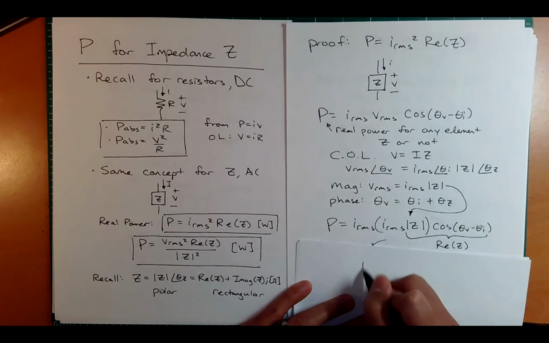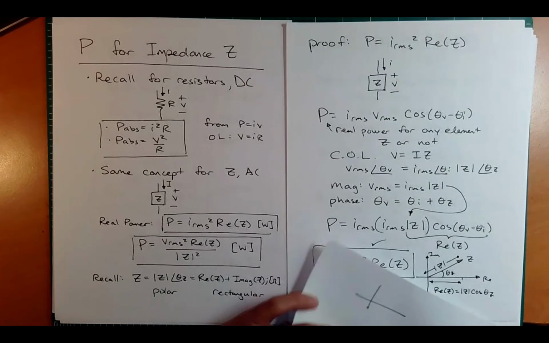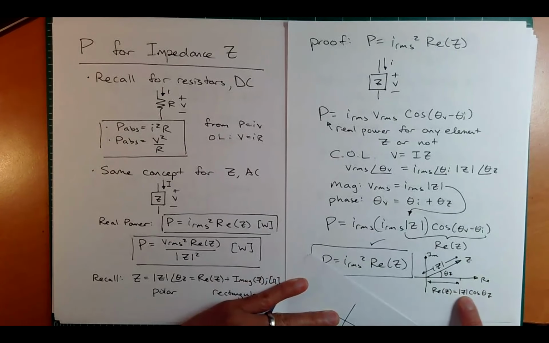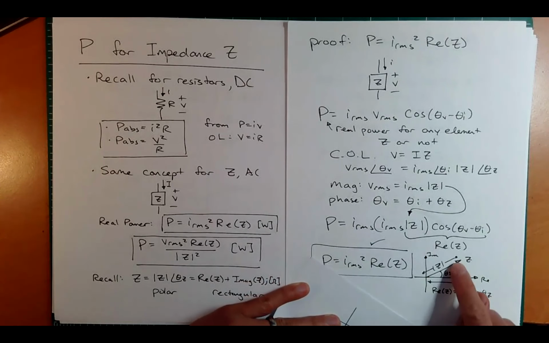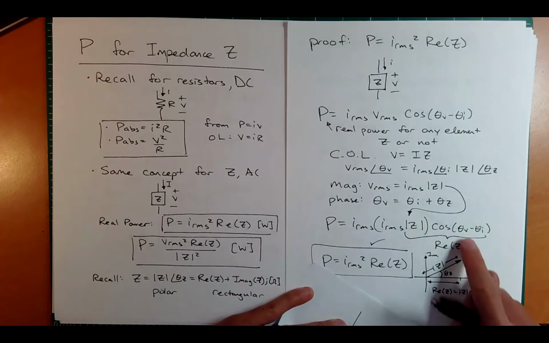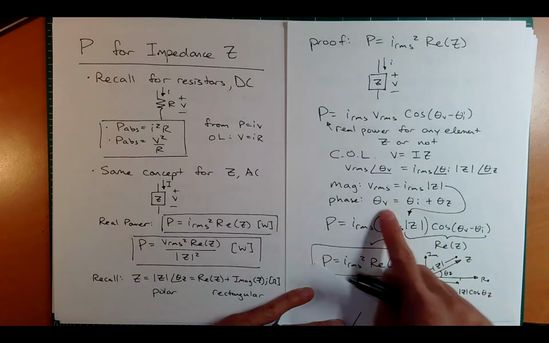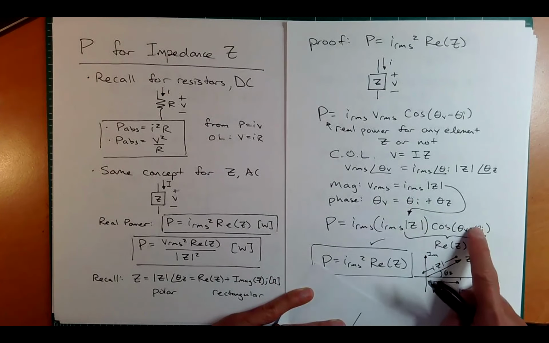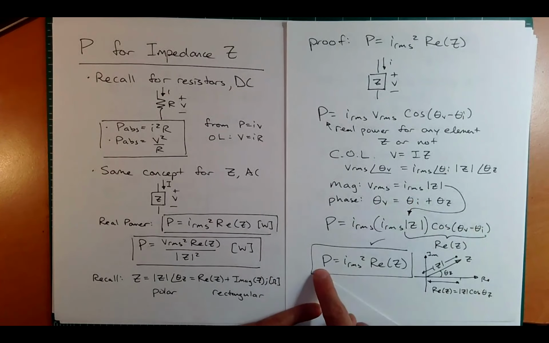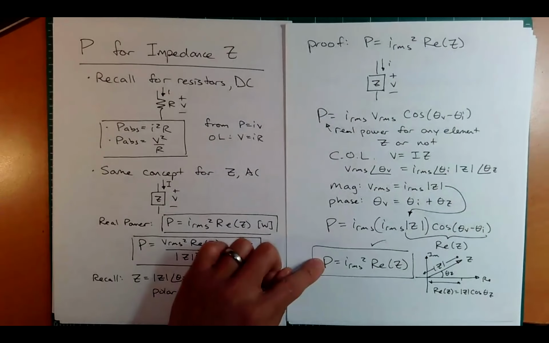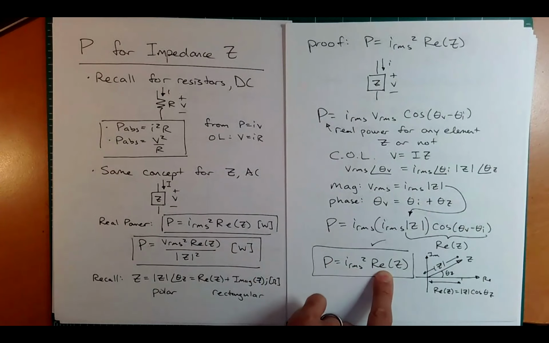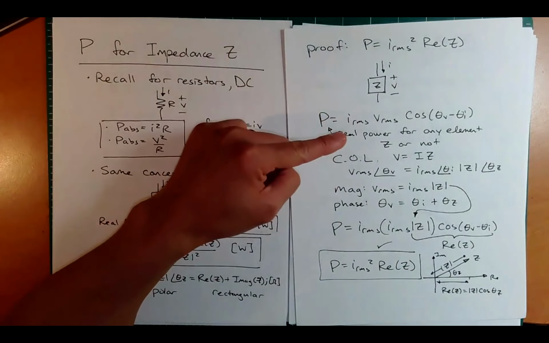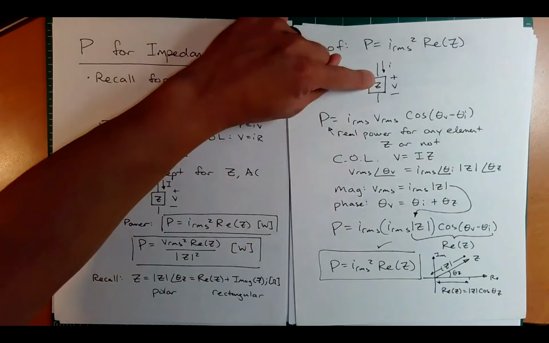So if I had Z, for example, okay. Oh, actually drew it here, huh? If I have Z, for example, I have the real part of Z, which is the magnitude of Z cosine of theta Z. Perfect. And we know the theta of Z is theta V minus theta I. Very good, right? Theta Z equals theta V minus theta I. That goes there. Perfect. So hopefully that convinces you that this equation, P equals IRMS squared times the real part of Z, is equivalent to this one if the element you're looking at is an impedance.